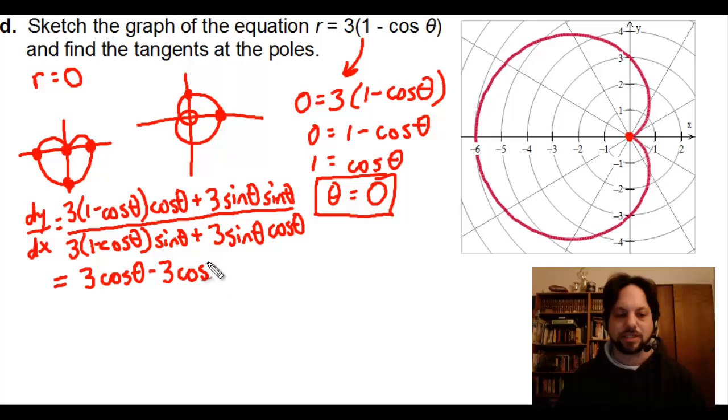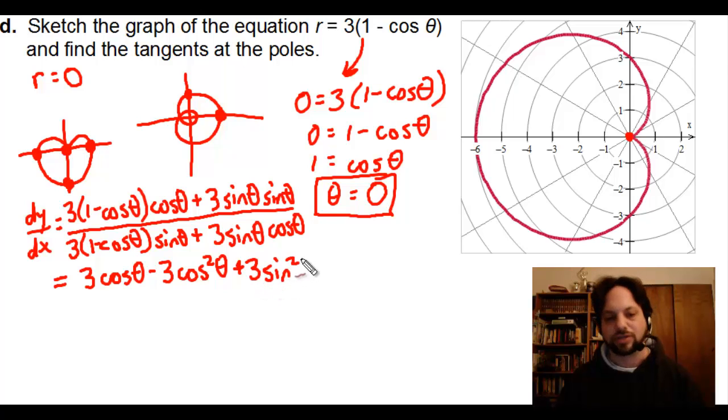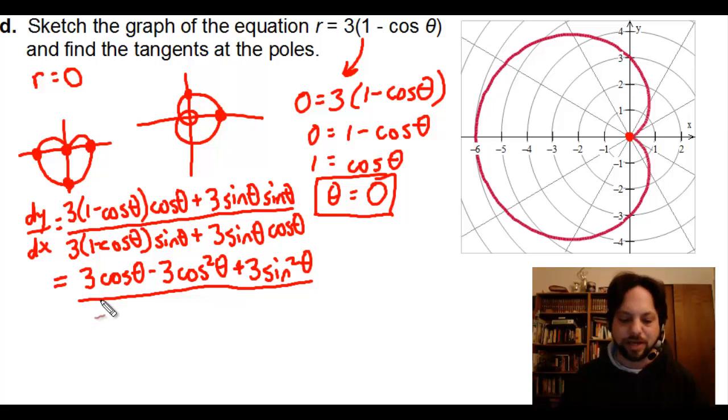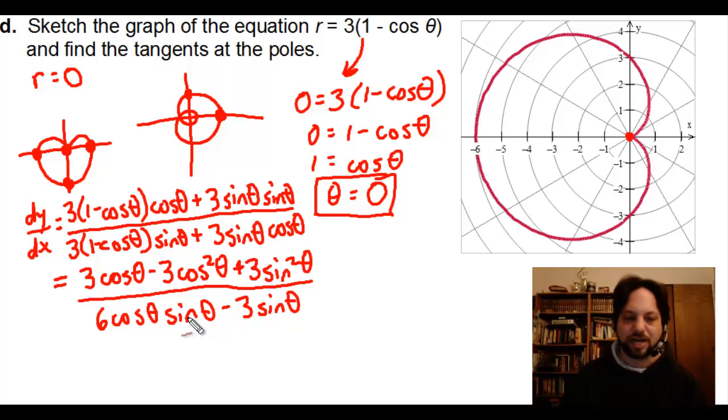And of course, it can be messed around with. This cosine squared could be turned into sine squareds, or this sine squared could be turned into cosine squareds. But I'm just going to leave it like this. There's my denominator, and my numerator is actually going to be 6 cosine theta sine theta minus 3 sine theta. So again, I could pull out a 3 sine theta out of the bottom. I could cancel out all these 3's, but this will work good enough as anything.